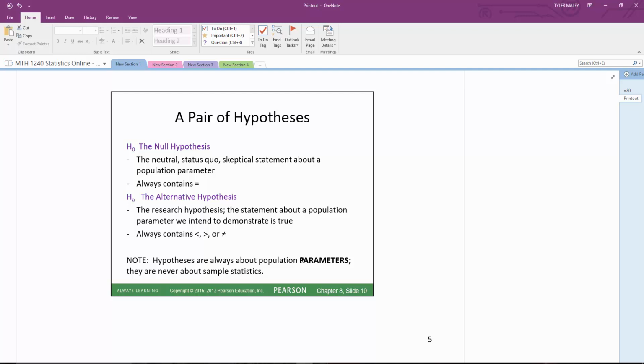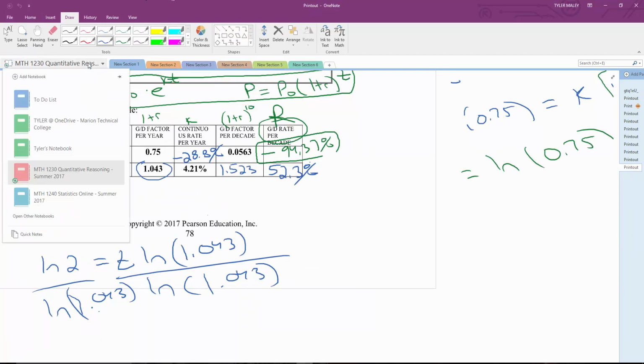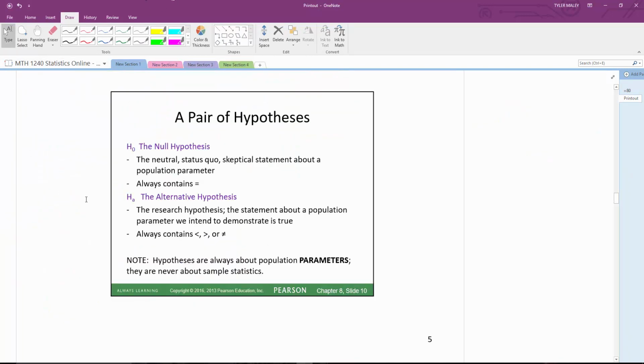So the alternate hypothesis is shown as H sub A, right? Or, whoops, sorry, I didn't mean to skip around there, right? Sorry about that.